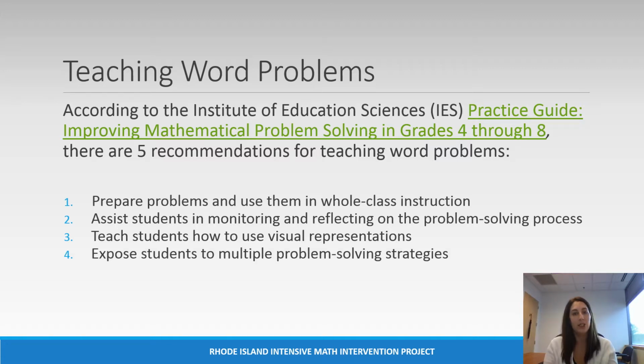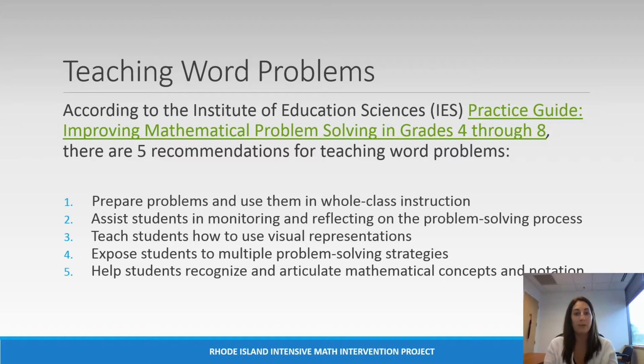Number 4, teachers should share multiple strategies that can be used to solve a problem. Students should have opportunities to communicate their thinking through sharing, comparing, and discussing strategies with their peers. This will help students become increasingly flexible in their approaches. Struggling students can often become too reliant on one strategy and then flounder when that strategy does not work. And lastly, number 5, teachers should help students recognize and articulate mathematical concepts and notations. Students' problem solving will improve when they have a better understanding of the formal mathematics underlying each problem.